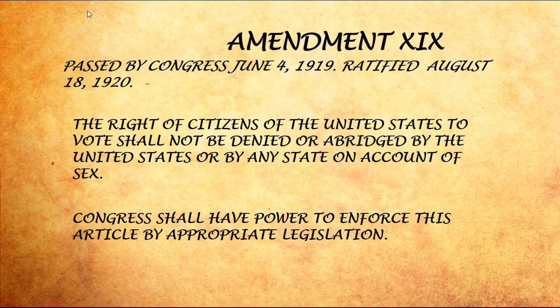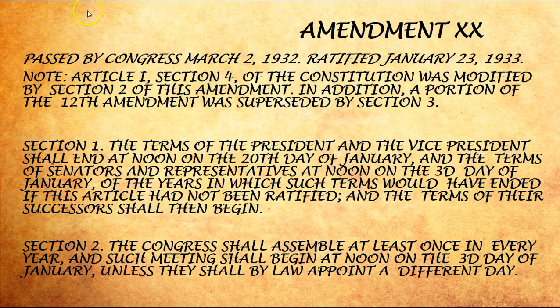The 19th Amendment, passed by Congress June 4, 1919, ratified August 18, 1920. The right of citizens of the United States to vote shall not be denied or abridged by the United States or by any state on account of sex. Congress shall have the power to enforce this article by appropriate legislation.